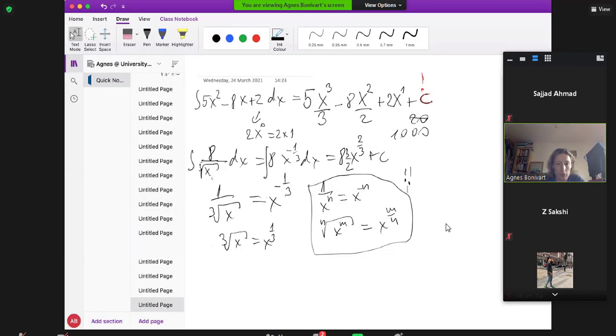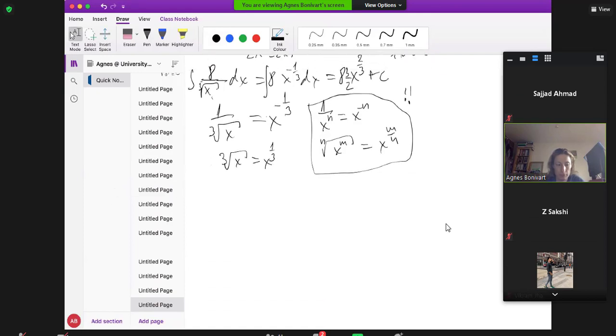Okay, next one. Integral from 1 to 2, 8x cubed. It's 8x to the power of 4 by 4, with limits 1 to 2. So now we have definite integration, a definite integral. What does that mean? What does it give us? What is a definite integral? It means the function lies in between 1 to 2.